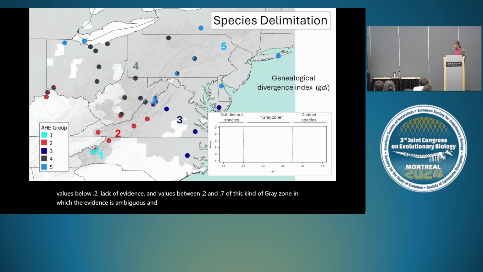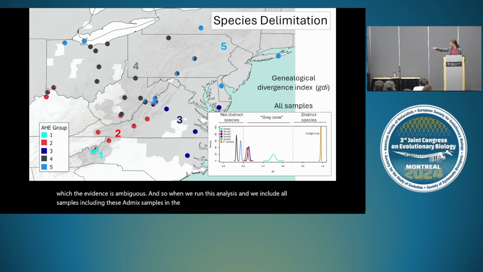And so when we run this analysis and we include all samples, including these admixed samples in the data set, you can see our outgroup sample, the southern redback salamander, falls out at 1, which is good, a sanity check. But the remaining groups tend to have very poor support for being multiple species. The highest value we see is around 0.5 in our southern group, in which we have a pretty small, narrowly distributed sample for group 1.